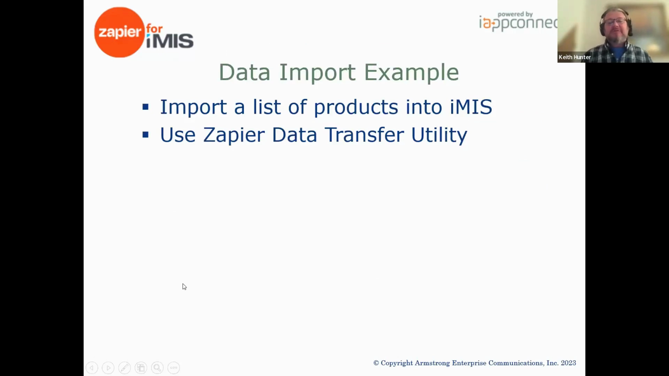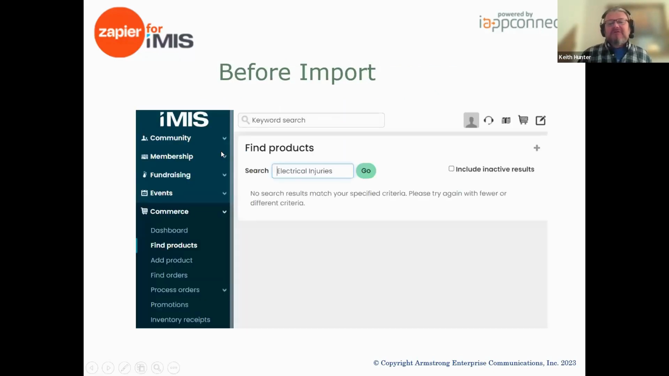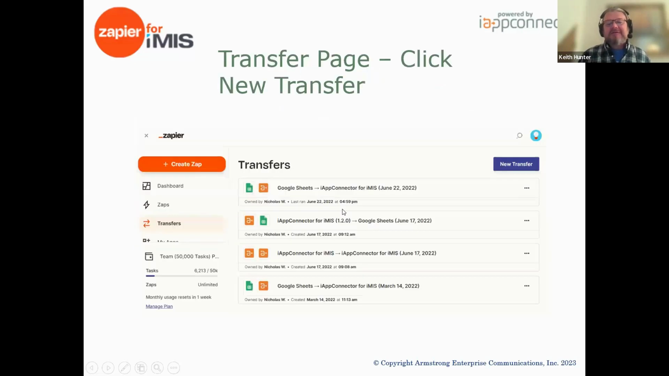Importing is super easy with the import tool. We're going to bring in a list of products into iMIS. Let's say you've got a bunch of new products in a spreadsheet, and you want to bring them in so that you can sell them and include the GL codes and everything that's related to the product. So we're going to use Zapier to do that. And first here, you can just do a search. I'm going to be importing a product called electrical injuries. I can do a search here and show that it's not in the iMIS system yet.